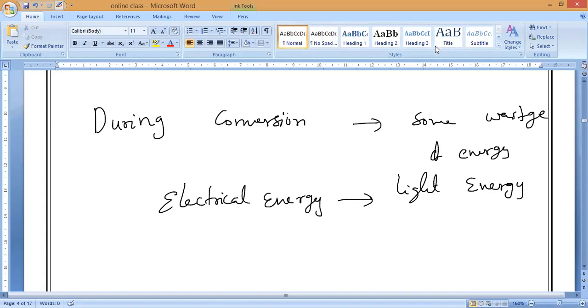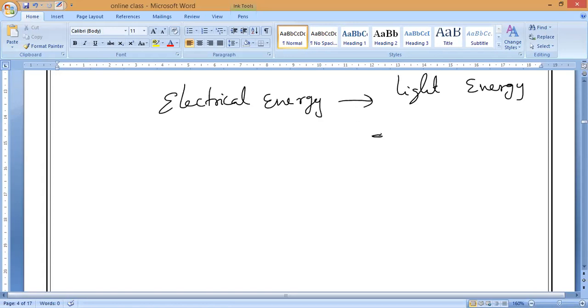In what form is it wasted? Anybody can say? Heat energy, sir. If you touch a bulb after it has been glowing for 1 hour, or even 10 minutes, the surface of the bulb will become very hot. Is it yes or no, guys? Yes, sir. Is the heat energy needed for us? No, sir. So it's not needed.